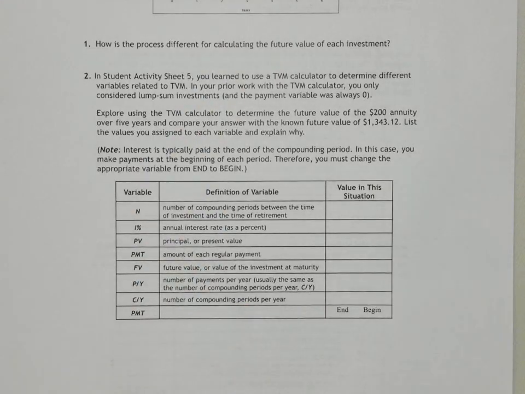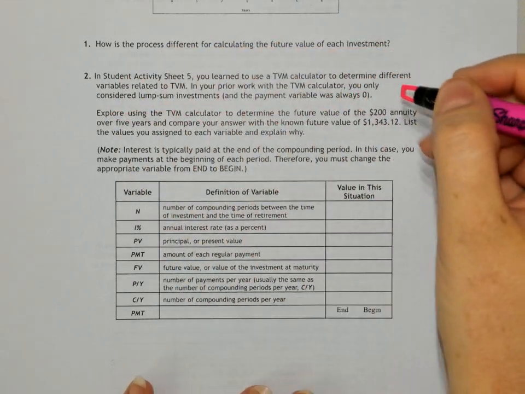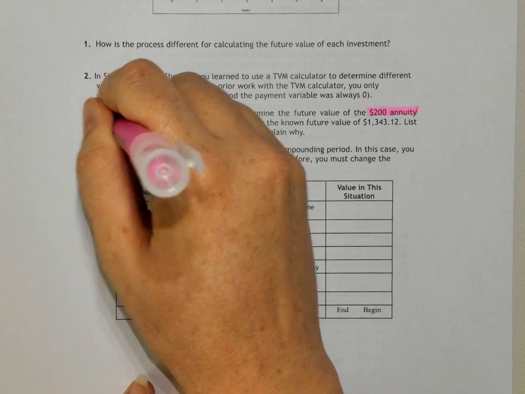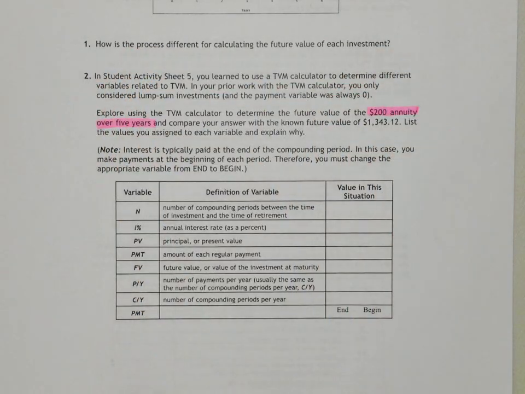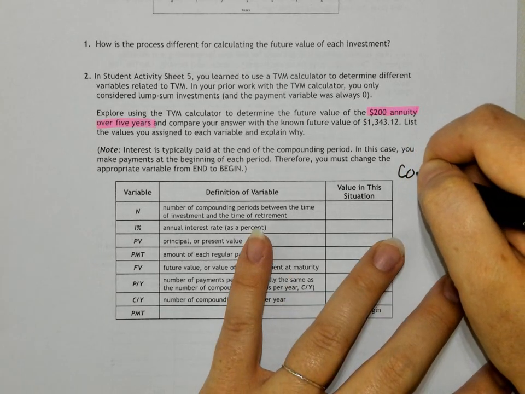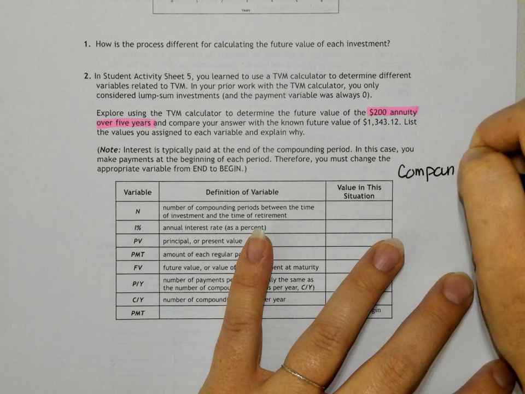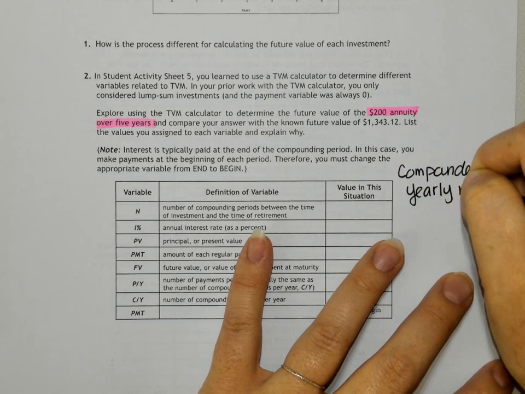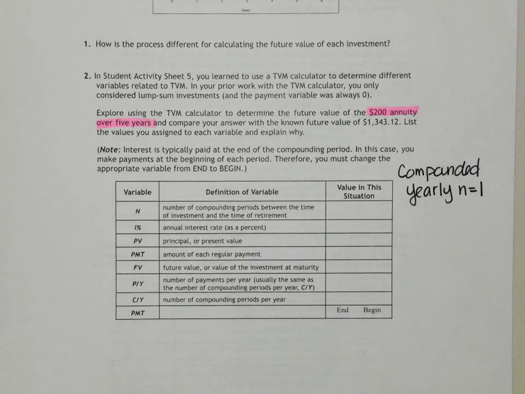We're going to take a look at this. It's basically going to have us use the TVM calculator in order to solve this problem. We're still using the same information: a $200 annuity over 5 years, and I'm pulling this from the top. At the top it says that this account is compounded yearly. So that means that n is equal to 1.